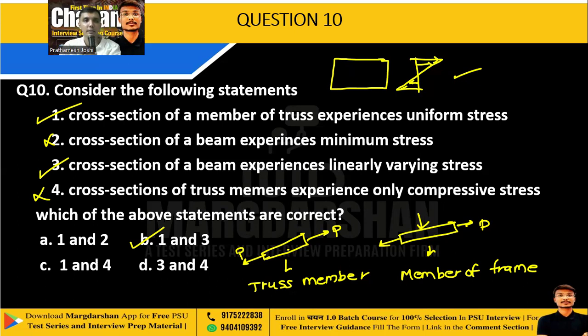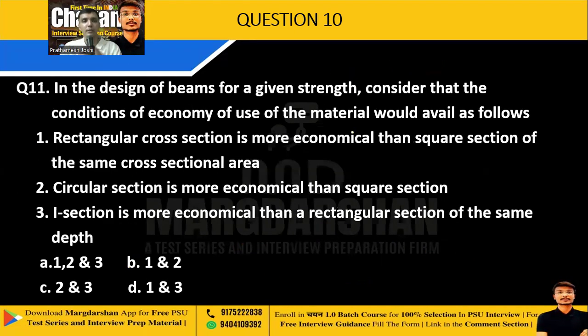Yes. Okay. So, in the design of beams for a given strength, consider that the conditions of economy of the use of the material would avail as follows. A rectangular cross section is more economical than the square section of the same cross sectional area. Yes, we can say because same cross section area. Right. Correct. So I think option A.